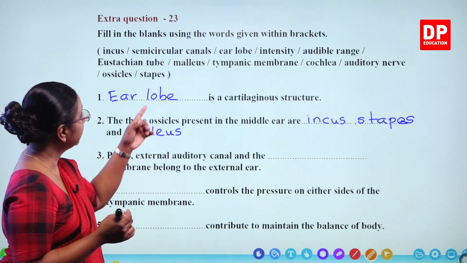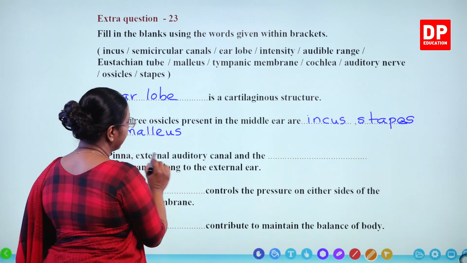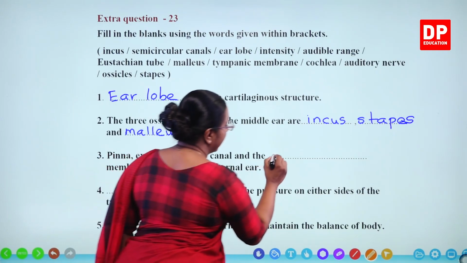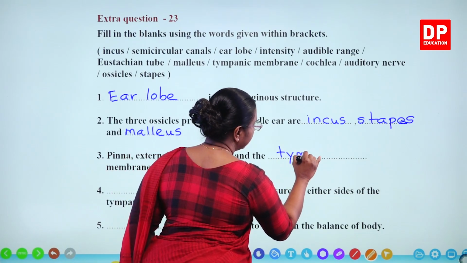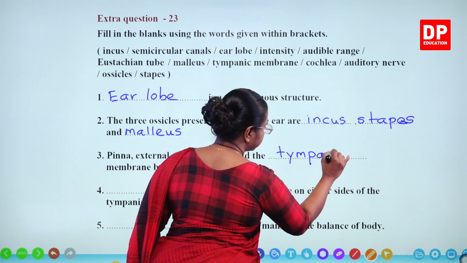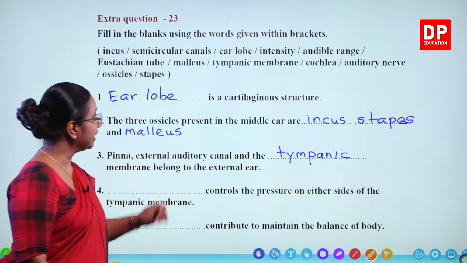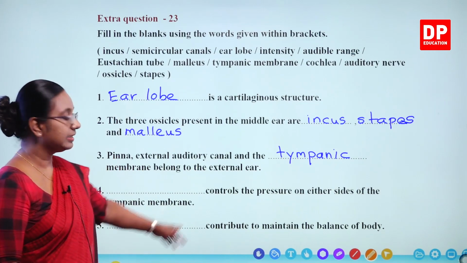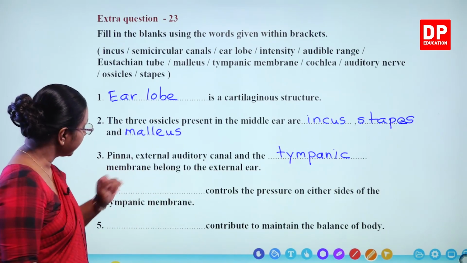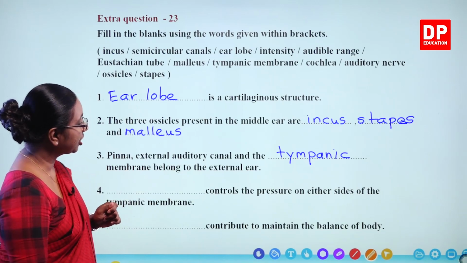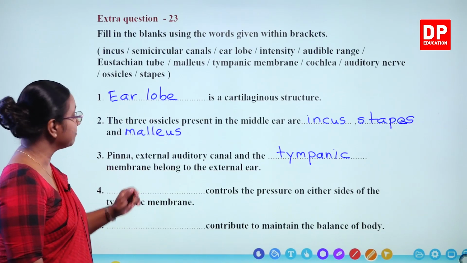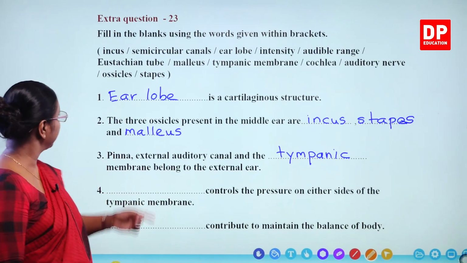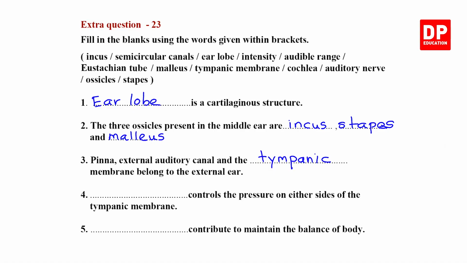Then pinna, external auditory canal and the blank membrane belong to the external ear. What membrane? The tympanic membrane. So, pinna, external auditory canal and the tympanic membrane belong to the external ear. That is correct. Then the next one. Controls the pressure on either sides of the tympanic membrane. What controls the pressure? The eustachian tube.